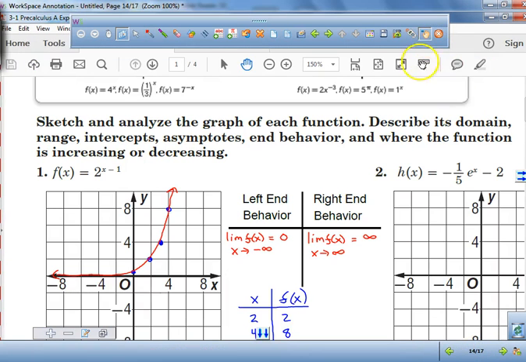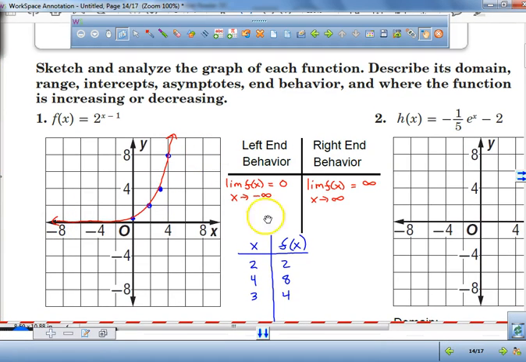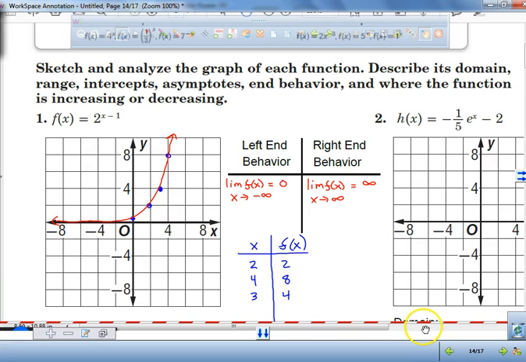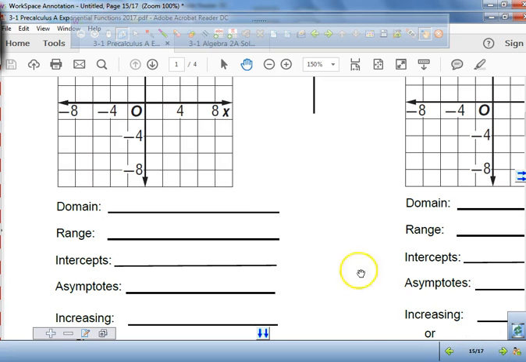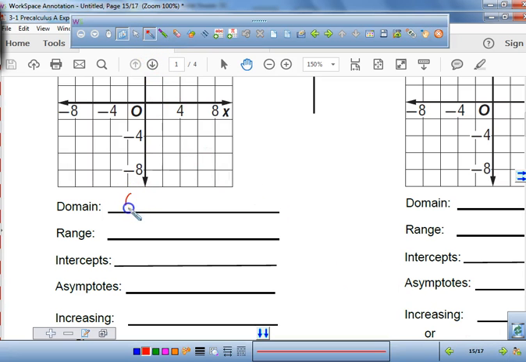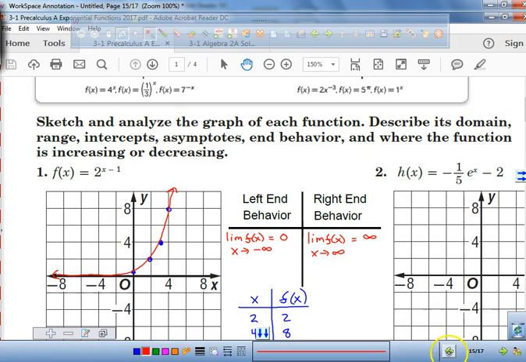What's the domain? That was the question. What x values are being plotted? You say negative infinity to positive infinity. So you could say all of them. So the domain for that is from negative infinity all the way to positive infinity. In interval notation, we're not including it. What's the range?